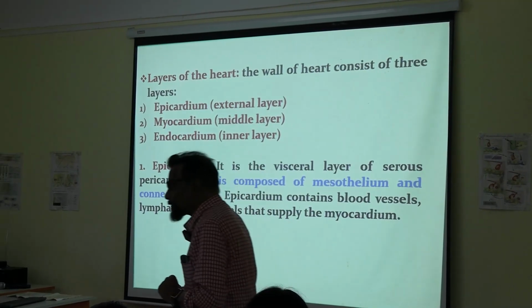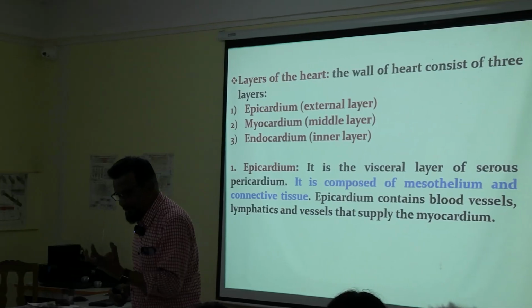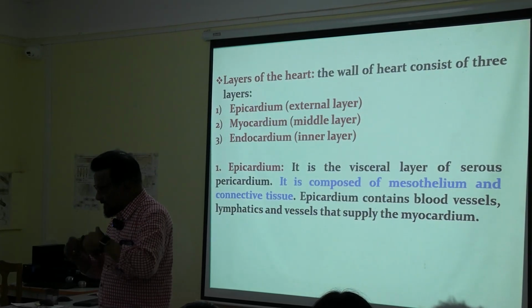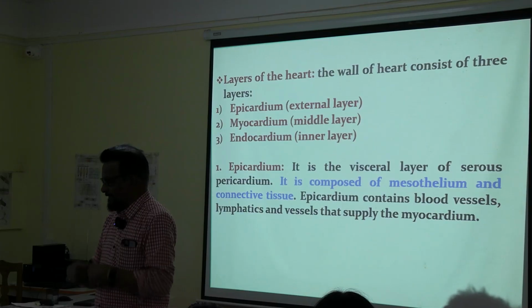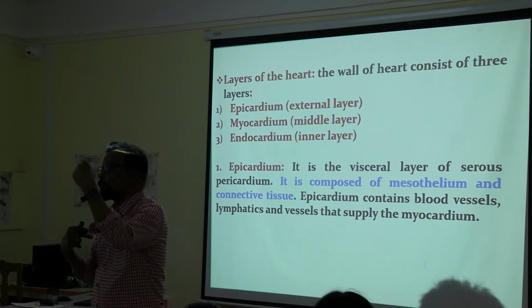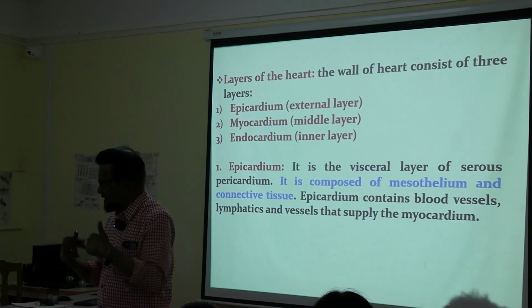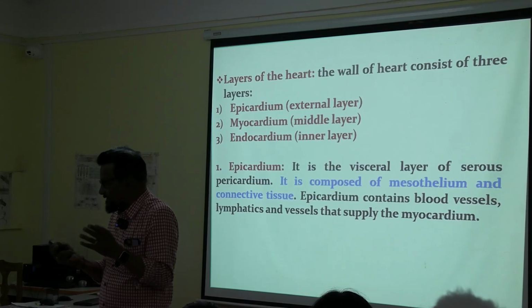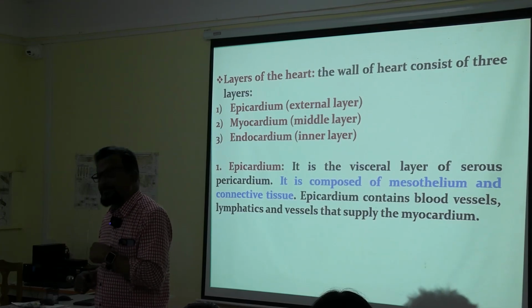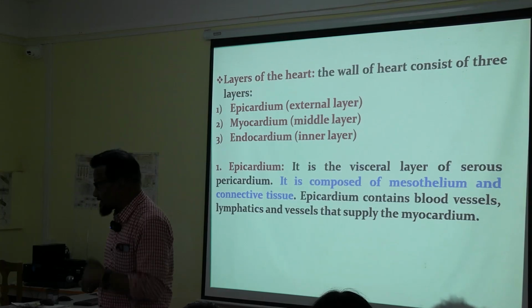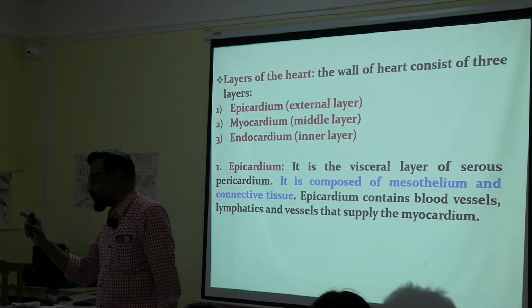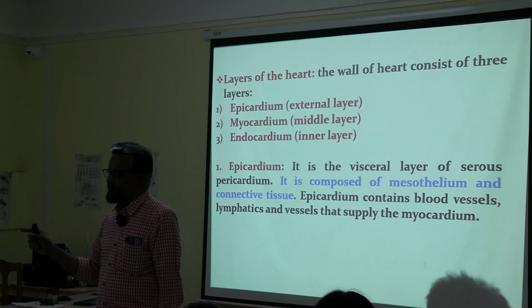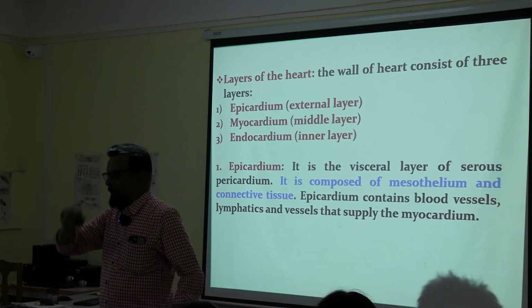So thickness depends on what? How much pressure the chamber has to create to send its blood to the periphery, or to wherever it wants to go. So if distance is less, resistance is less, thickness will be less. If distance is more, resistance is more, then thickness will be more. So it will determine what would be the thickness of the ventricles. Now you think about the left ventricle.